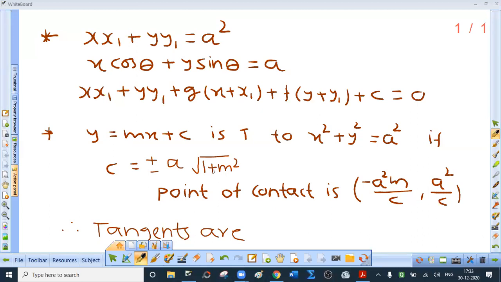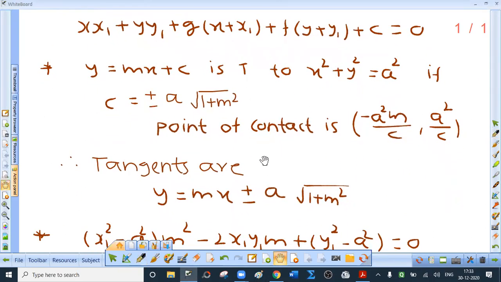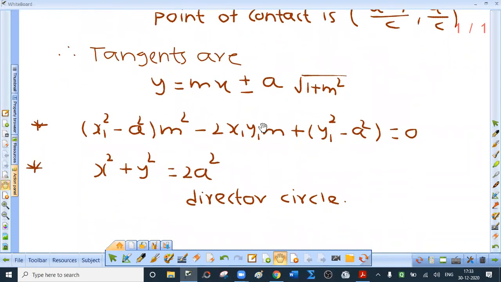This means there are two tangents which can be drawn to the standard circle having slope m. Of course, they will be parallel to each other. And what is the point of contact? Minus a square m upon c, a square upon c. So what will be the equations of tangents then? Y equal to mx plus minus a into root 1 plus m square. Now just remember this point of contact, because if you consider c is plus a into, put that value of c. If you consider c equal to minus a into, put that value. Is that clear?